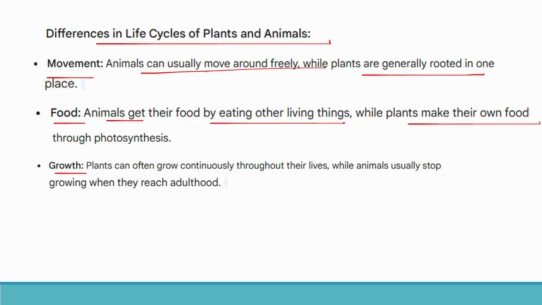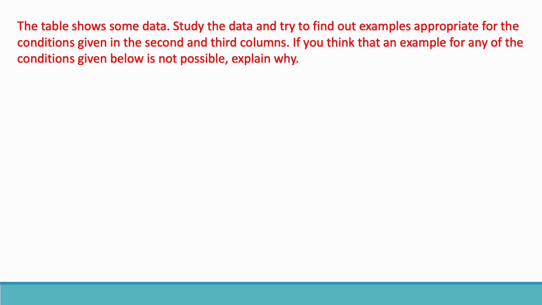These are the differences in life cycles of plants and animals. The table shows some data. Study the data and try to find out examples appropriate for the conditions given in the second and third columns. If you think that an example for any of the conditions given below is not possible, explain why.